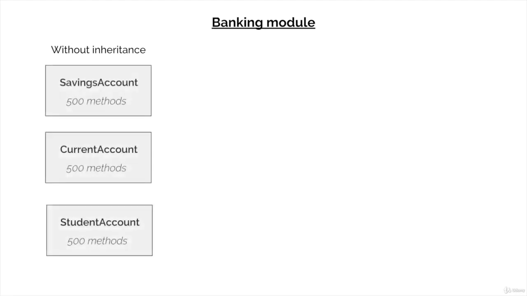So without inheritance, you will have different kinds of accounts in the bank: savings account, current account, and student account. To have the functionality of a savings account in your module, you need 500 methods. Similarly for the current account, and similarly for the student account. So in total you have to write 1500 methods.